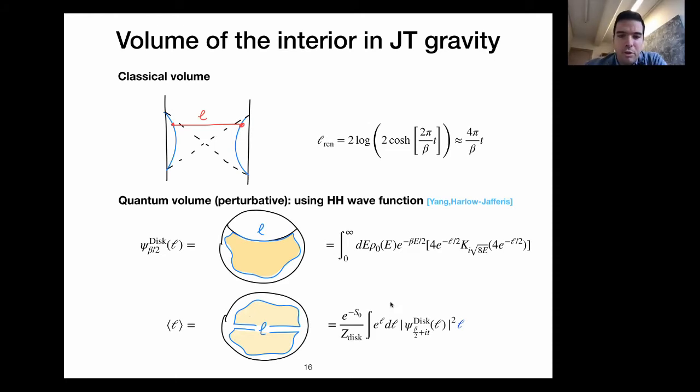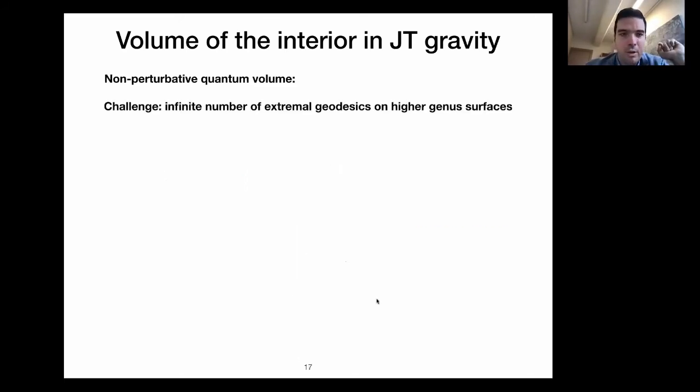Okay, so this is a perturbative volume, and this is something that you can calculate, and it still grows forever in a linear way. So we want to include the contribution of topologies, wormholes. So how do we do that? So first, there's the challenge with how you define the quantity. And the challenge comes from the fact that once you include topologies, there's an infinite number of extremal geodesics going between 2 points.